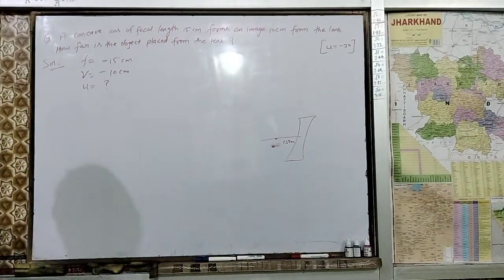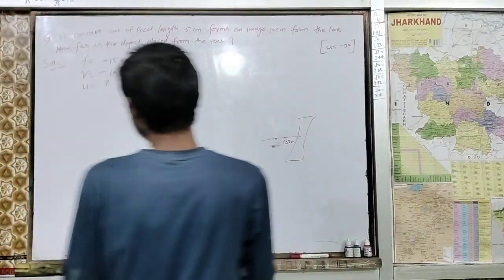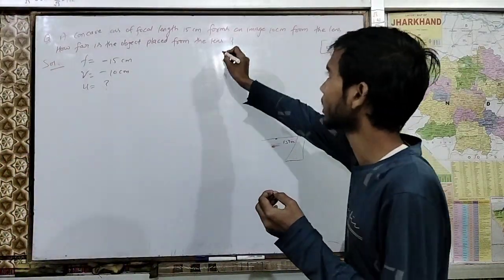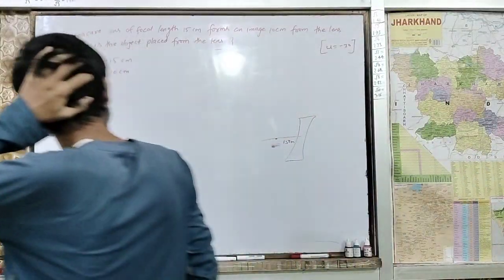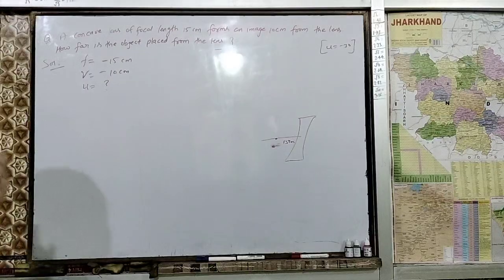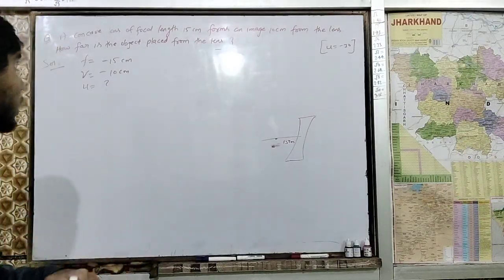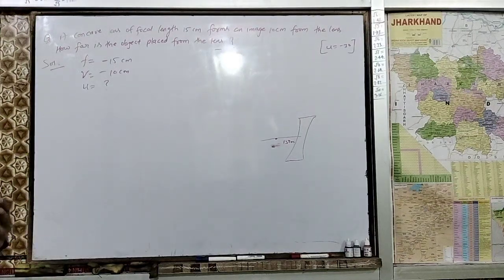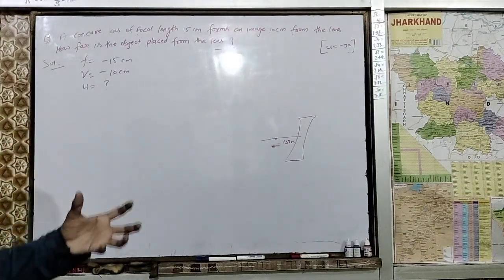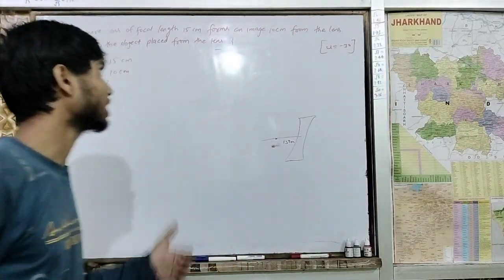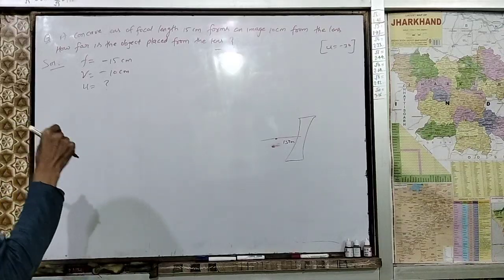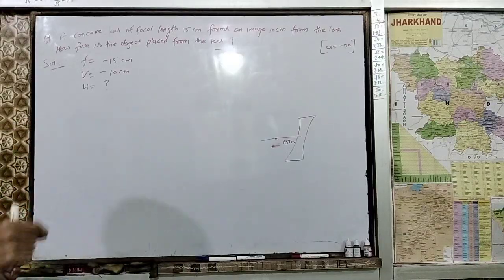First of all, we will find u. How far is the object placed from the lens? Only one thing we have to find, and then we can draw the figure of this question. The question is asking only the distance of the object in front of the lens. Focal length is given as 15 centimeter and image distance is also given, which is 10 centimeter.